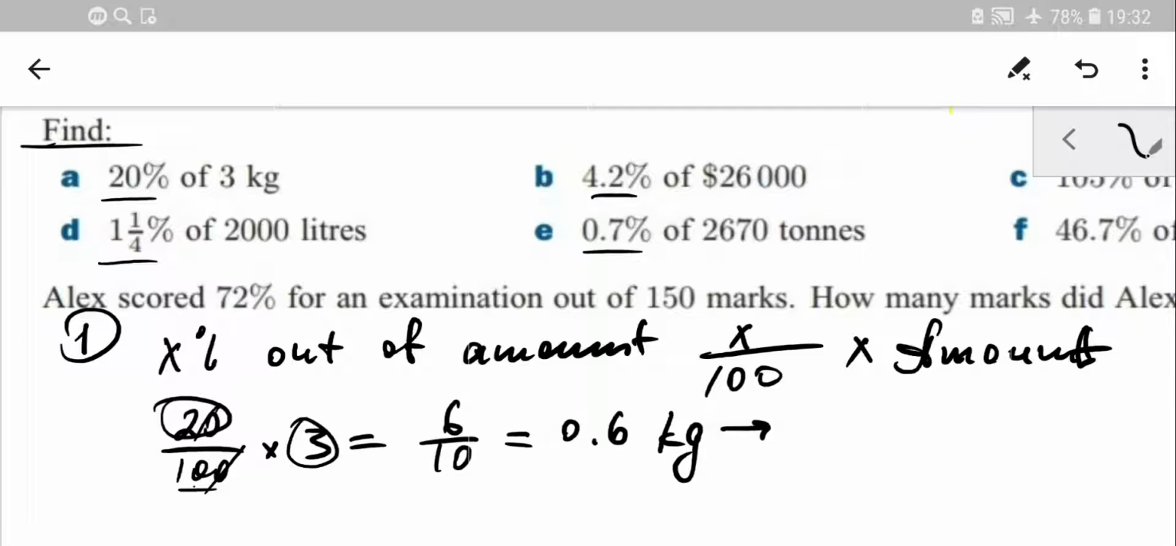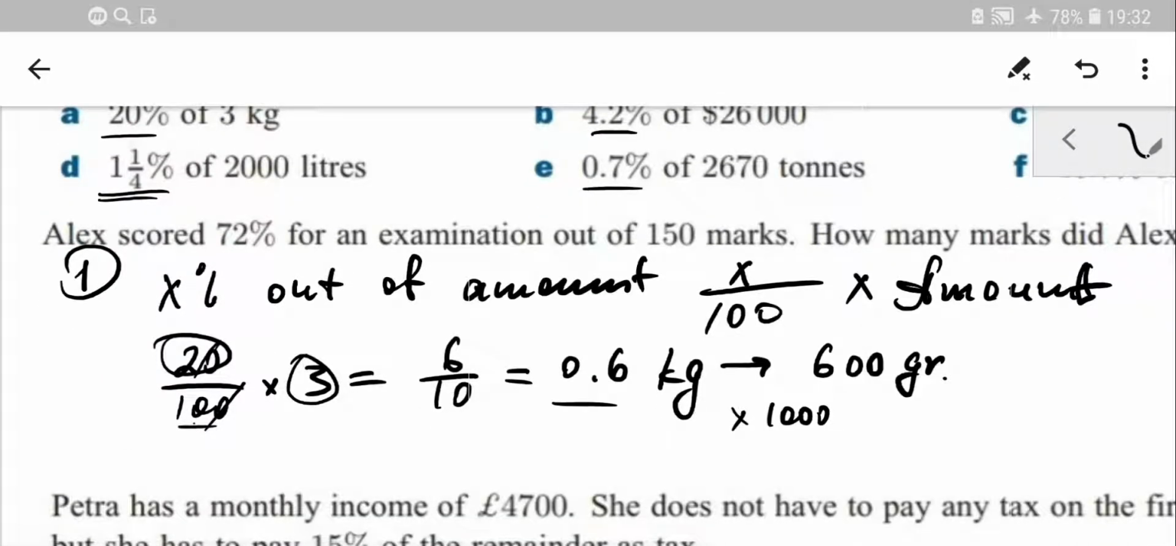If you are asked to give the answer in grams, you can simply convert by multiplying by 1000. In this case, you'll get the answer in grams. That will be 600 grams. But if you are not asked, just leave it as a decimal. For example, let's take D.